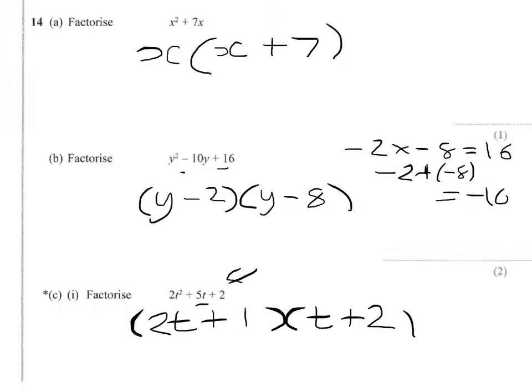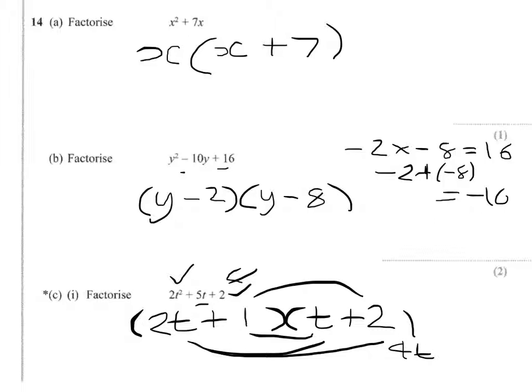Now it's well worth expanding this to check that it's right. So 2t times t gives me 2t squared. The 1 times the 2 is going to give me the 2 on the end. And then you're going to get 2t times 2, that gives you 4t. And then 1 times t gives you another t. So you can check that you've got it all right. Okay, that's question 14 complete.